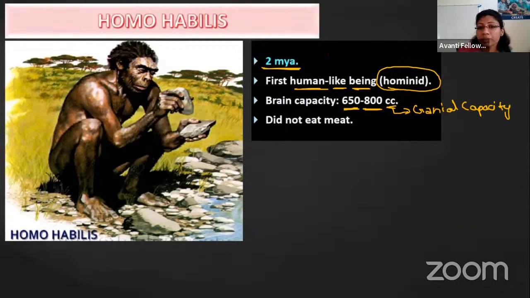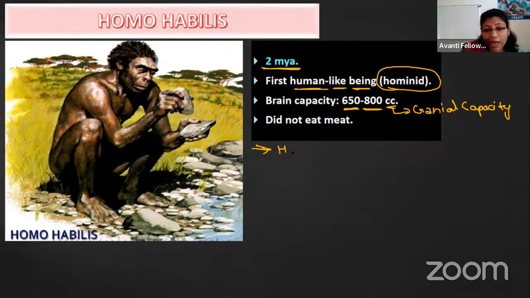Can anyone tell me how you can find out by looking at their dentition that they are herbivores, not carnivores? By looking at their canines. If the canines are sharp and pointed, they are meat eaters. But if their canines are not sharp and pointed, we can say they do not eat meat.